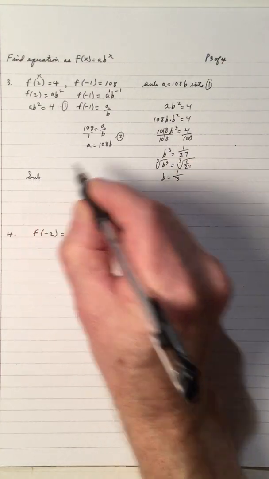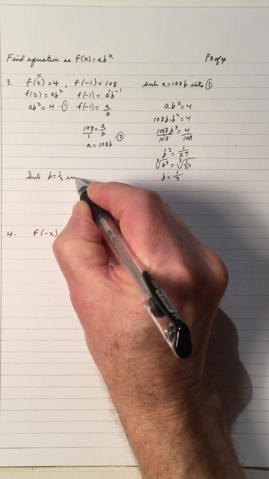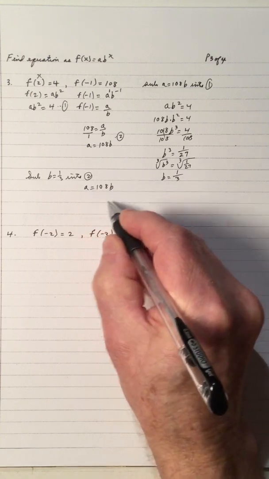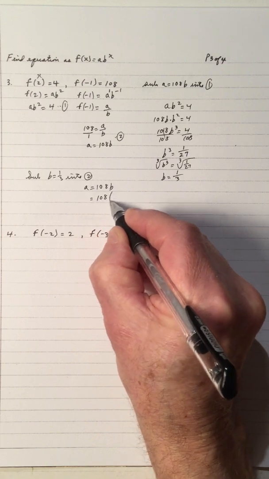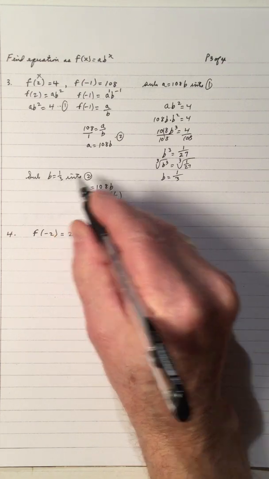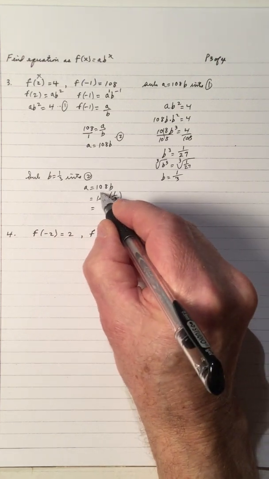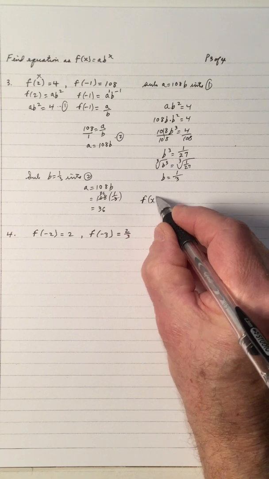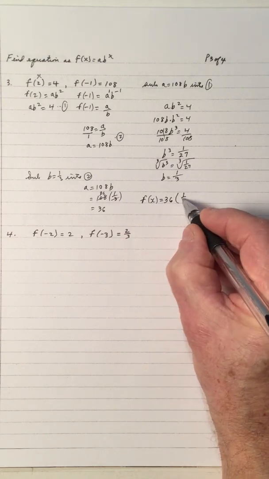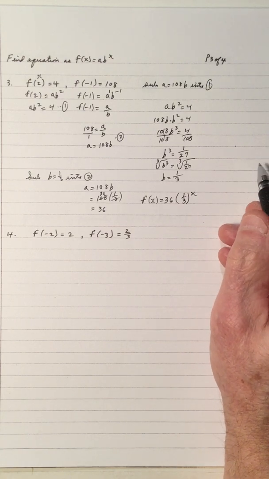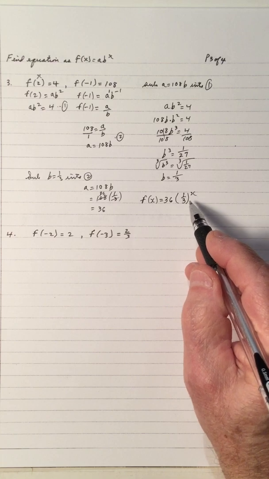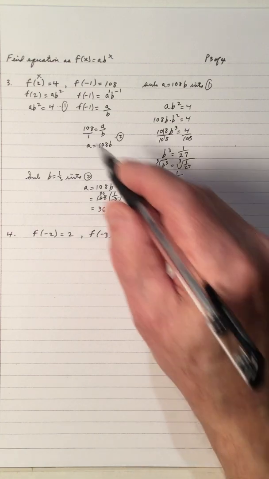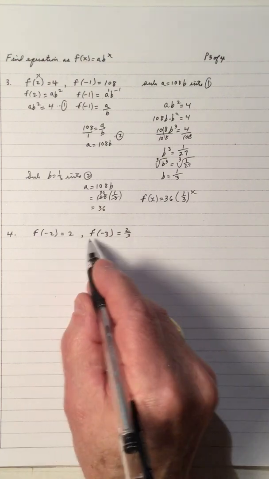So I'm going to sub b equals 1/3 into number 2. So a equals 108b. So b is 1/3, so 108 times 1/3, and 1/3 into 108 goes 36. So the equation f of x, what's a? 36. What's b? 1/3 to the x power. And again, if you want to check it back, if you take a 2, which is x, put a 2 here, 1/3 squared is 1/9, 9 into 36 is 4, so it looks like it's okay. And let's do this one again.